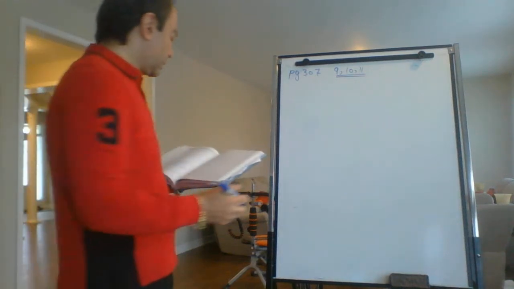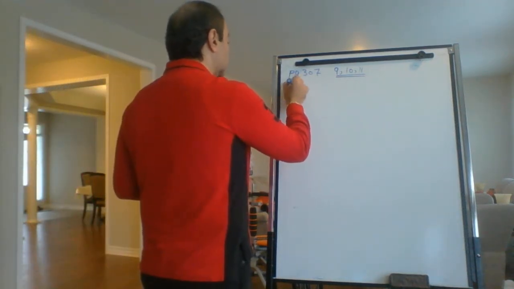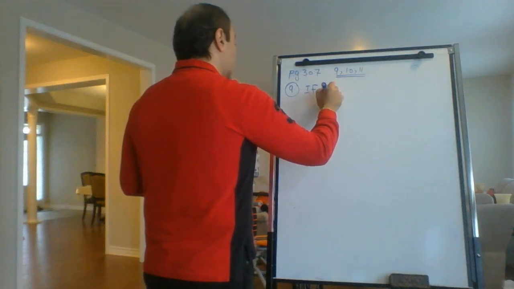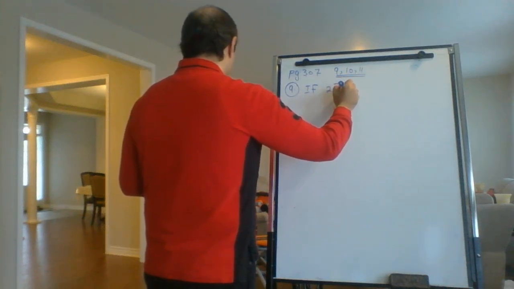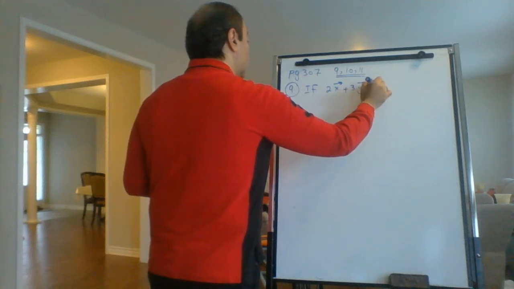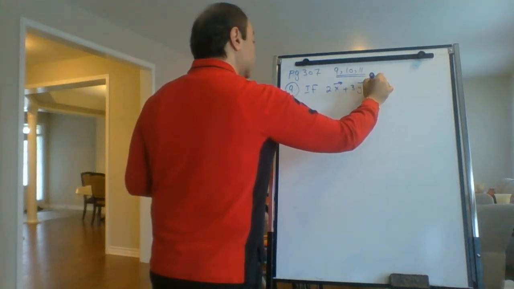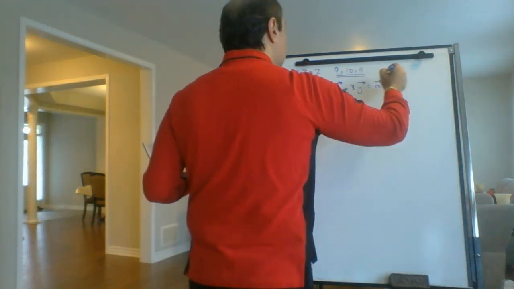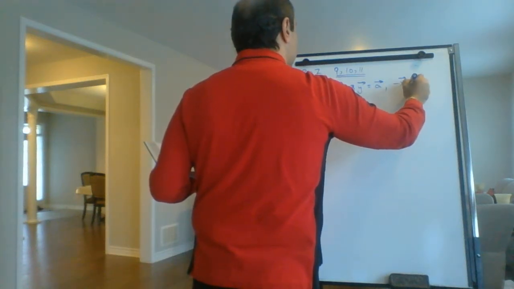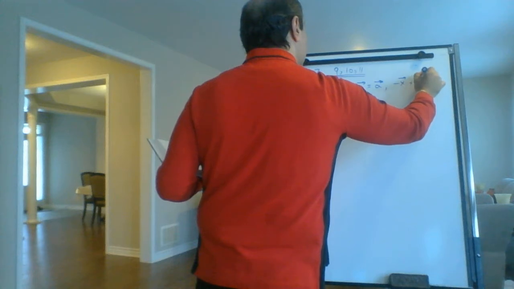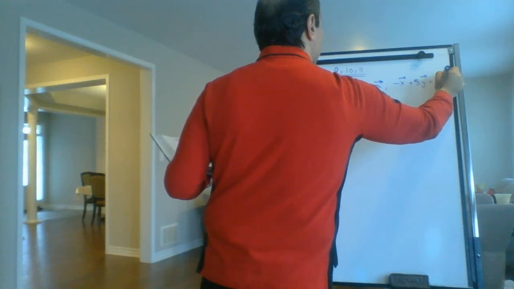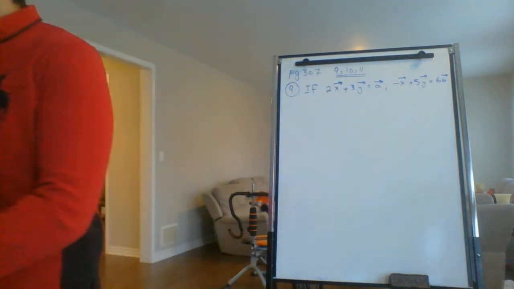Okay, so I will start with number 9. It says if 2 times vector x plus 3 times vector y equals a, and minus vector x plus 5 vector y equal 6b. We need to express vector x and y in terms of a and b.